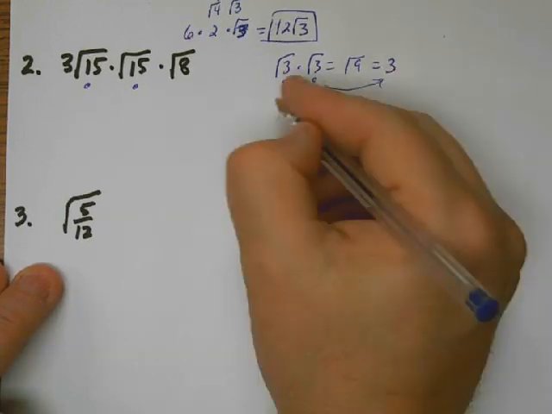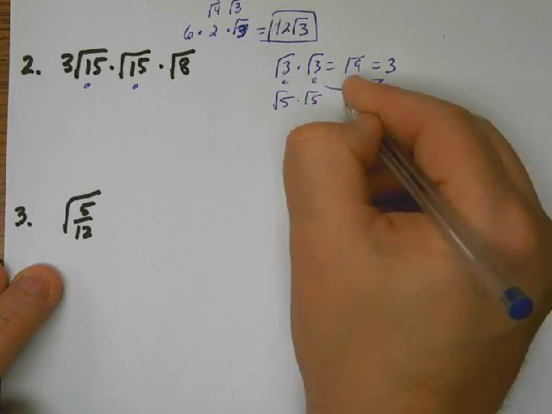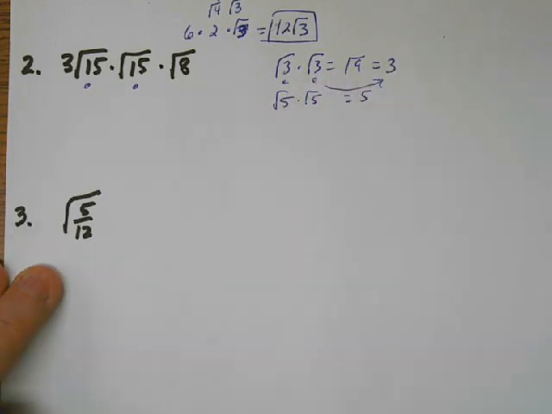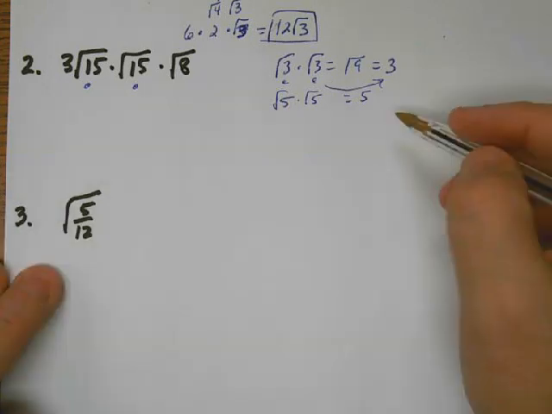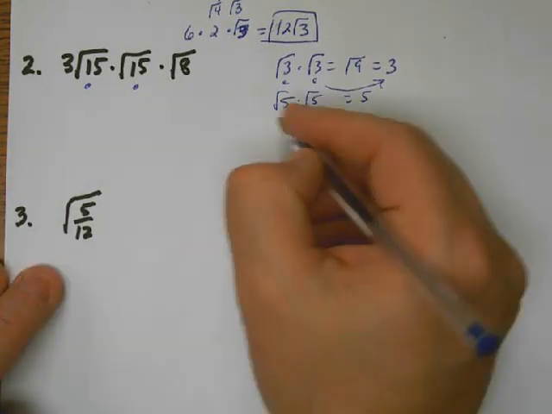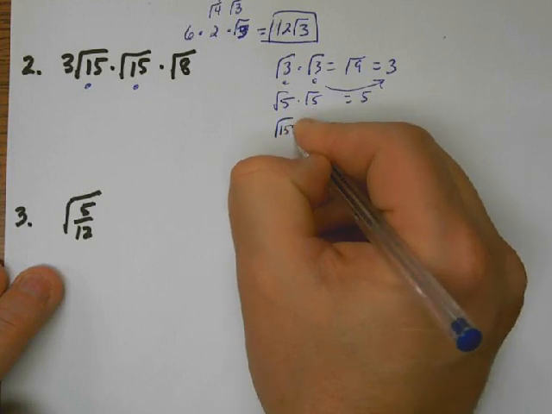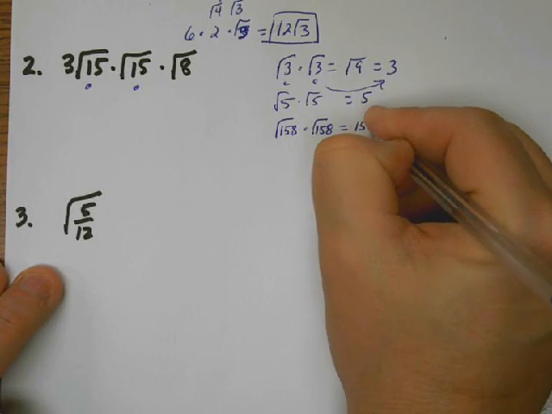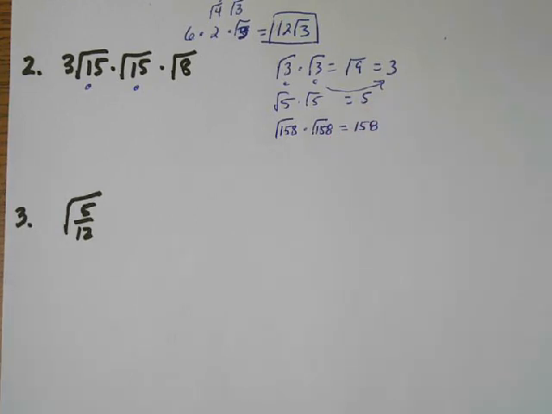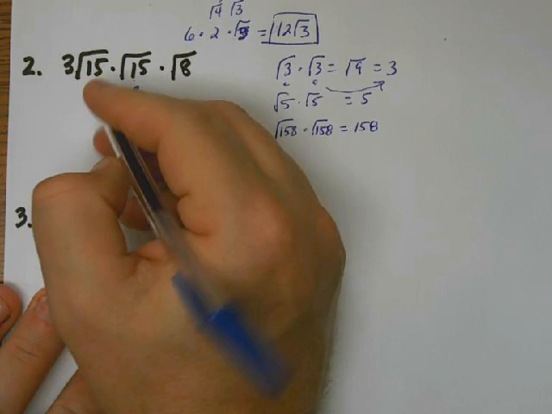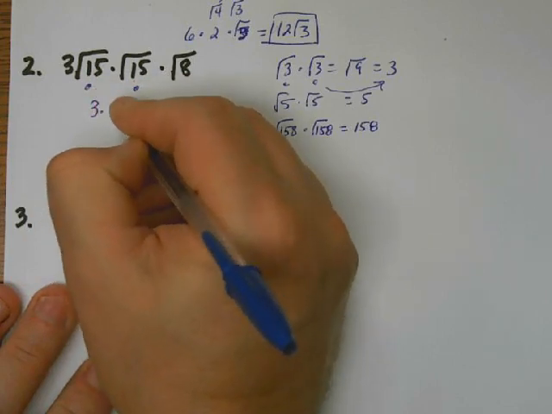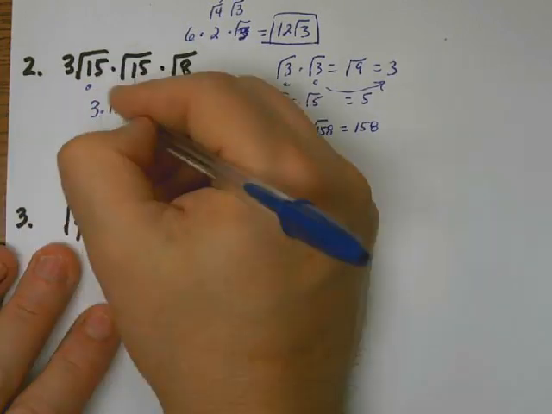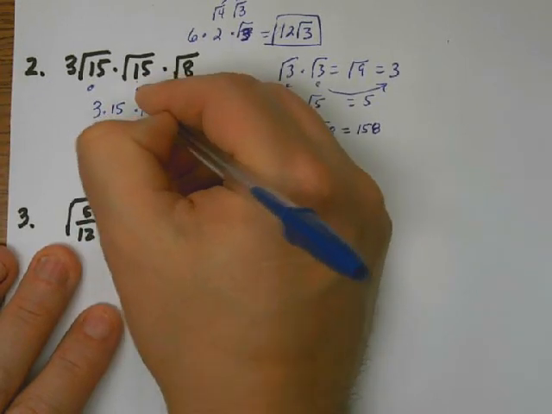So square root of 5 times square root of 5 is square root of 25, which is 5. You see that? So it works every time, no matter what the number is. The square root of 158 times the square root of 158, guess what it is? 158. It works every time. All right, so now let's apply it here. The square root of 15 times square root of 15 is 15. So we have 3 times 15, and we still have the square root of 8.